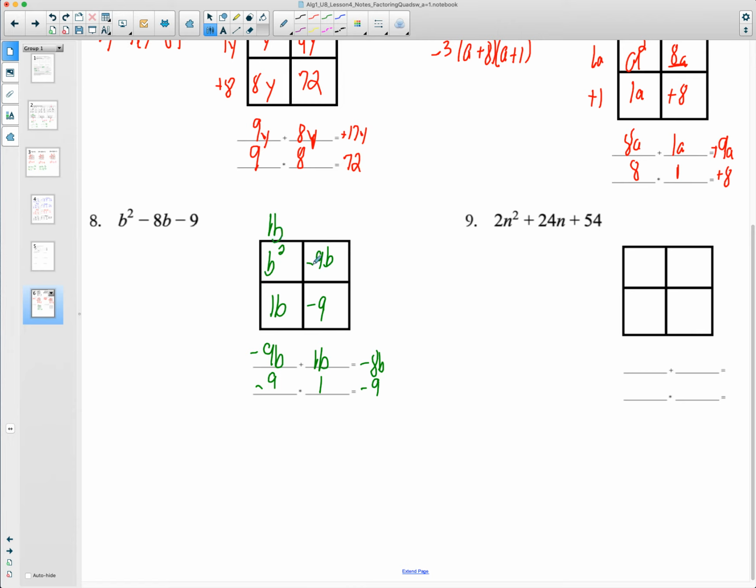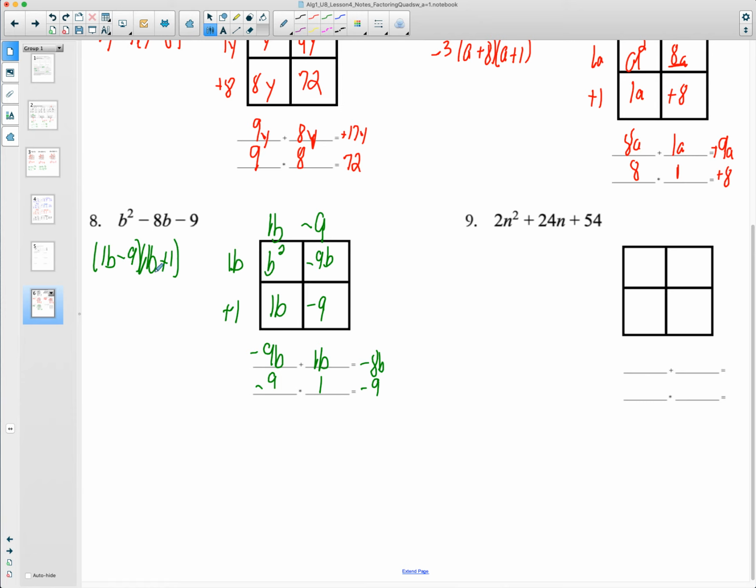Now, notice both things are positive in our second column, so I'm going to take out the negative, and then you can see that the GCF would be 9. There we go. And then we get 1b again in that first row. And then in our second row, it's just a positive 1. So our factors for this guy would be 1b minus 9, and then it would be 1b plus 1.